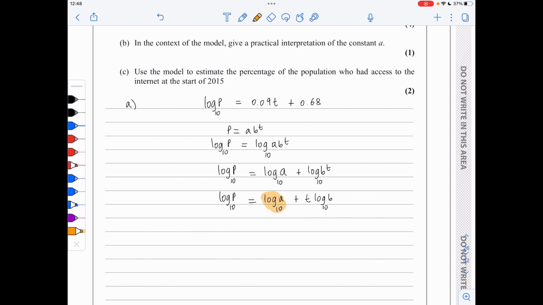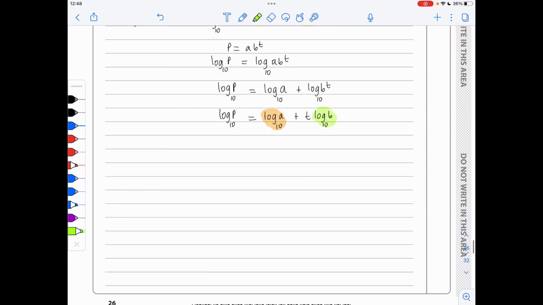Log A is the constant term, it's the y-intercept, it's the 0.68. Log B is the 0.09, it's the gradient, and therefore we have that log of B base 10 is 0.09 and log of A base 10 is 0.68. So B is 10 to the 0.09, which turns out to be 1.23, and A is 10 to the 0.68, which is 4.79.